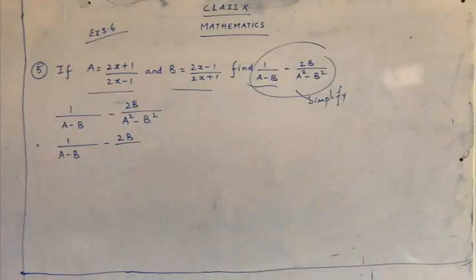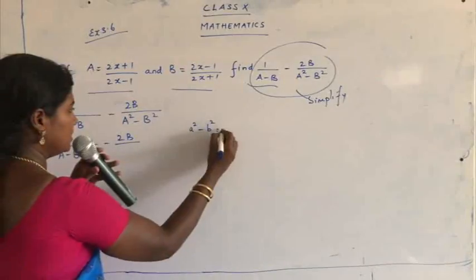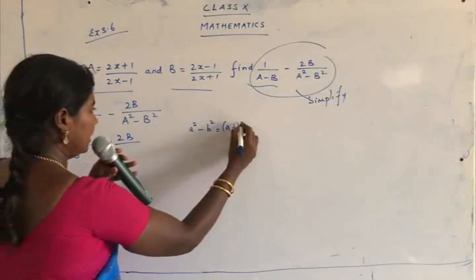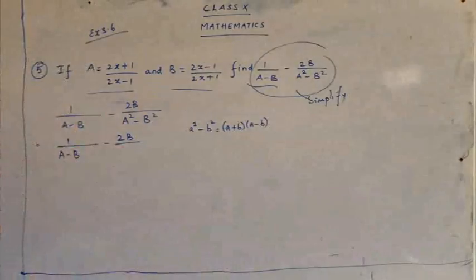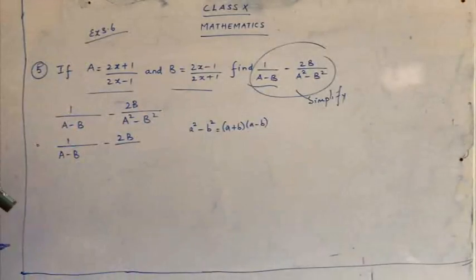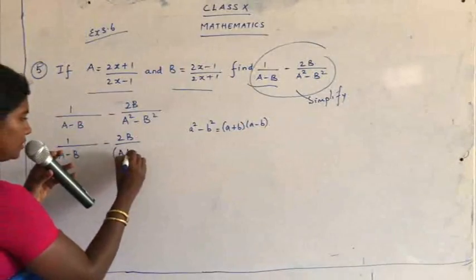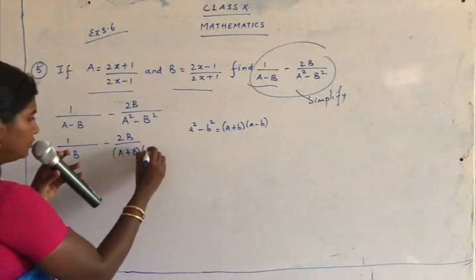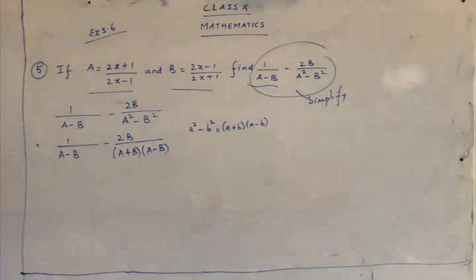As we have seen the identity, a square minus b square is equal to a plus b into a minus b. So a square minus b square changes to a plus b into a minus b. Use your capital A and B. A plus b into a minus b. Okay, now just see the denominator.